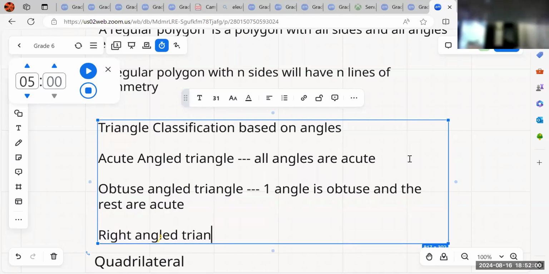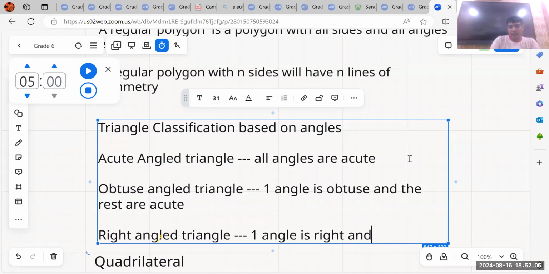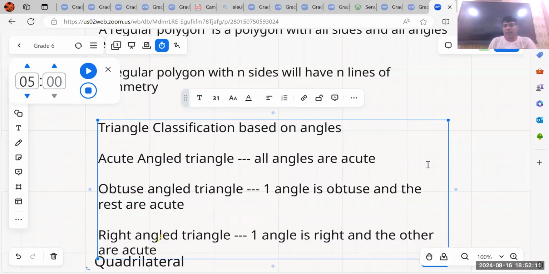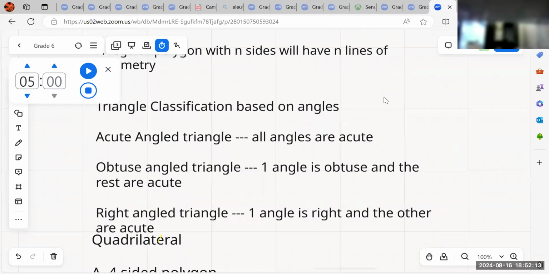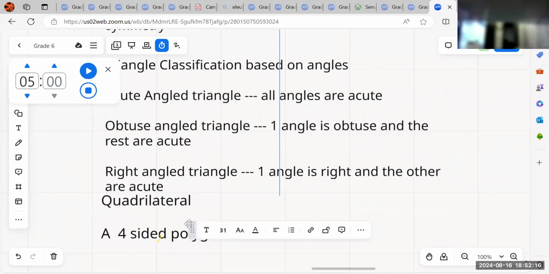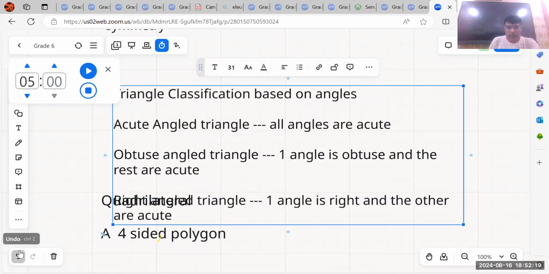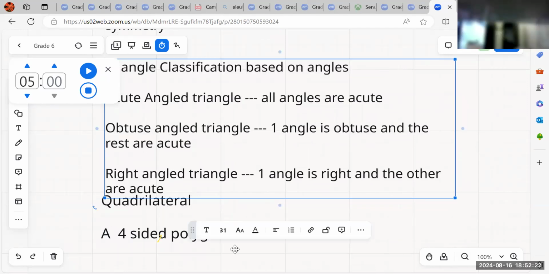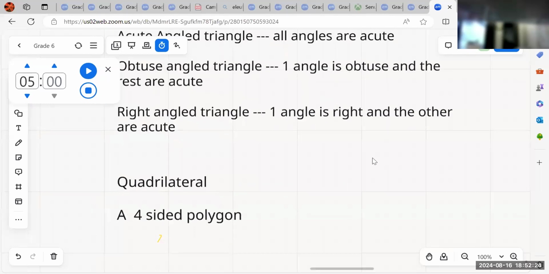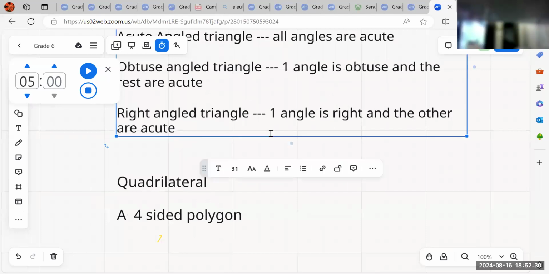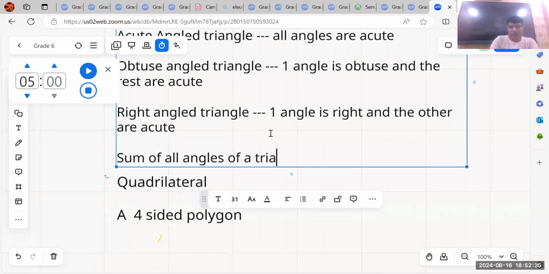Sir, will all this come in the IMO paper? In a right angle triangle, one angle is right and the others are acute. Beta, they can frame questions like this. We studied this in 5th and 4th, but they can give you questions from here. Any confusion in this? Sum of all angles of a triangle is 180 degrees.